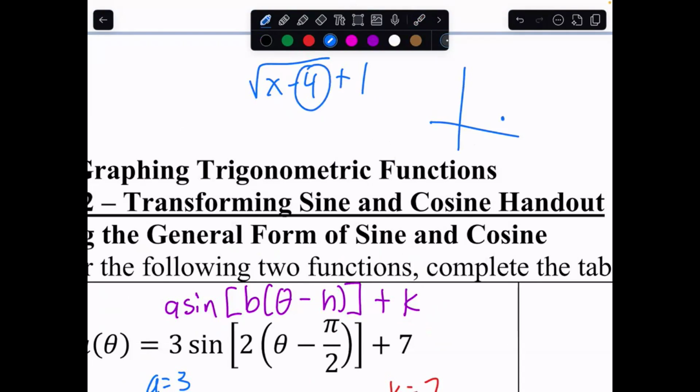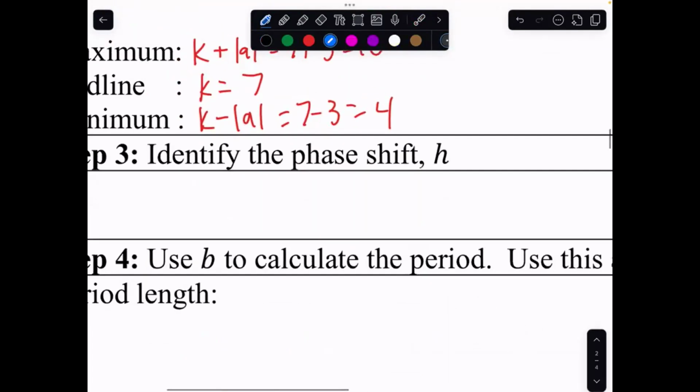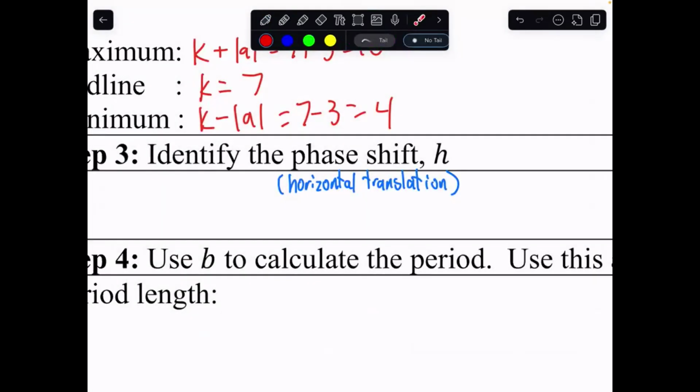It's going to be the same idea here, but instead of a horizontal translation, we call it a phase shift. For whatever reason, people around the world have agreed that we use different terminology for trig graphs compared to other graphs. So you should know that a phase shift just means a horizontal translation. So what is H for this problem?